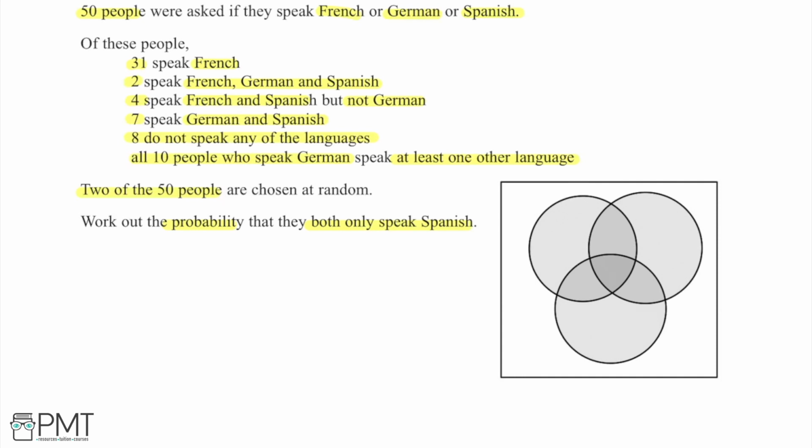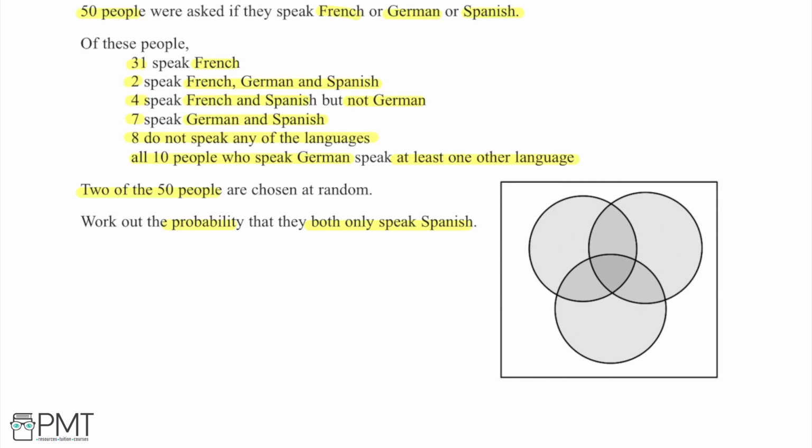So I've just sketched out a Venn diagram over here, and it's a 3-way Venn diagram where all of the circles are going to overlap. So we have this area in the middle where all 3 overlap, and I know that because this line here says that 2 speak French, German and Spanish, so they all do need to overlap at some point.